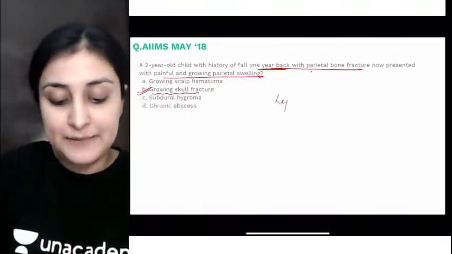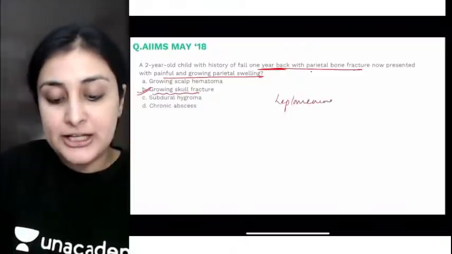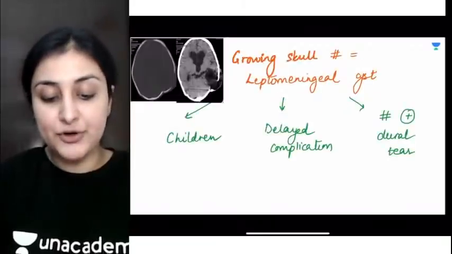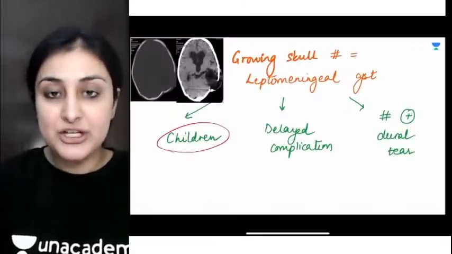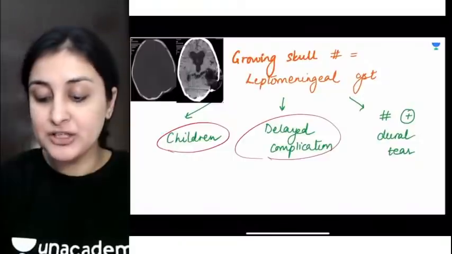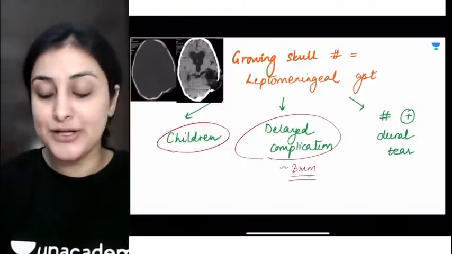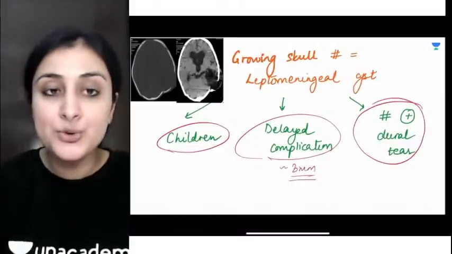It's also called what? Leptomeningeal cyst. Alright, so ये बच्चों में मिलता है. 3 criteria have to be fulfilled for growing skull fracture. बच्चों में होना चाहिए, it's a delayed complication, usually after 3 months. 3 months to 1 year is the usual duration, and there is fracture plus dural tear.